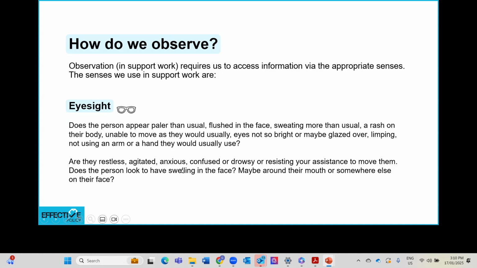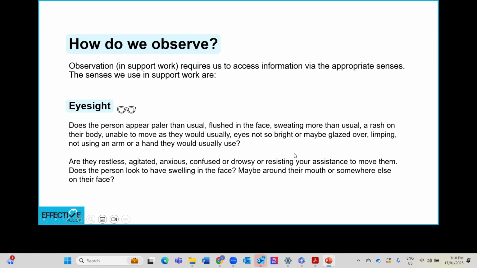This is what we suggest you give everyone that you're onboarding. Are they restless, agitated, anxious, confused, drowsy, resisting your assistance to move them? That typical thing where you go to help an older person. I used to work in aged care, and they don't want to move and they freeze up. And it's quite easy after a while to see, oh, somebody's in pain.